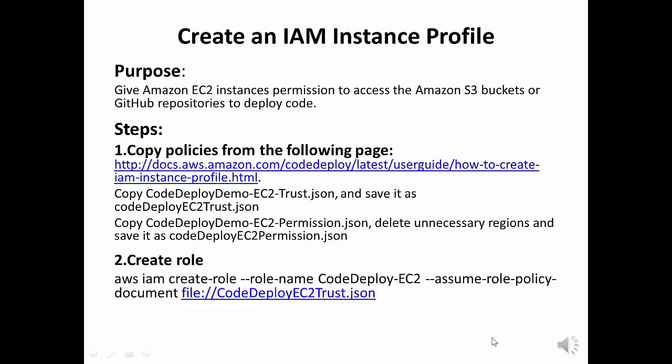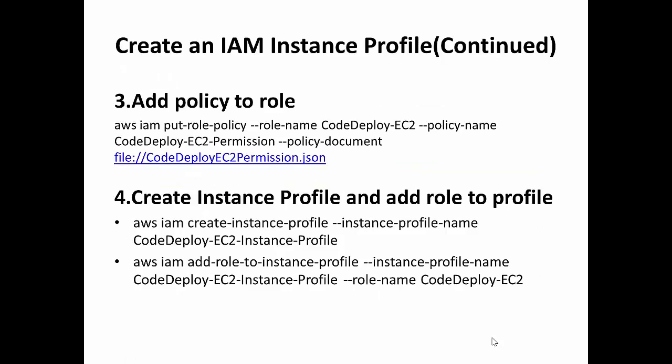So after that, you also have to create an IAM instance profile. So you go to this link, copy these 2 policies, JSON files, and save them under your names. So for the first policy, CodeDeploy EC2 trust.json, you use this to create a role. And you use the second policy for the permission policy to attach to this role. Now you can create the instance profile and add this role to the profile.